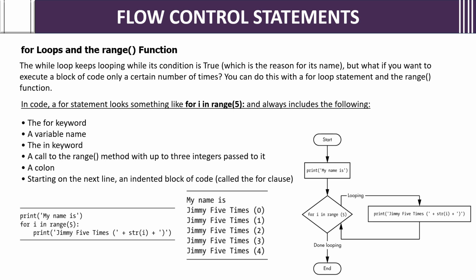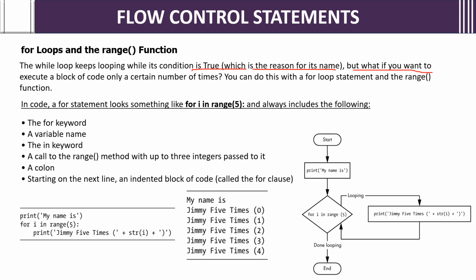For loops and the range function. We will see the for loop now. The while loop keeps looping while its condition is true, right? Which is the reason for its name. But what if you want to execute a block of code only a certain number of times? You can do this with a for loop statement and the range function.